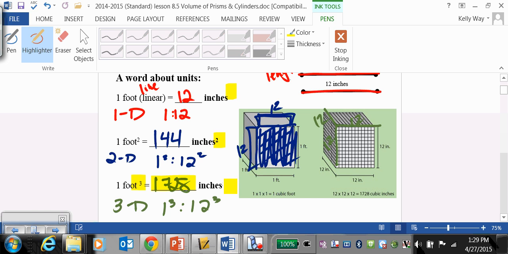Guys, notice, there's a pattern there. Do you see that pattern? Look very carefully. Ready? 1D, 2D, 3D, do you see it? In the first dimension, it's 1 to 12. Second dimension, it's 1 squared, 12 squared. Third dimension, 1 to 12 cubed. Okay? All right.